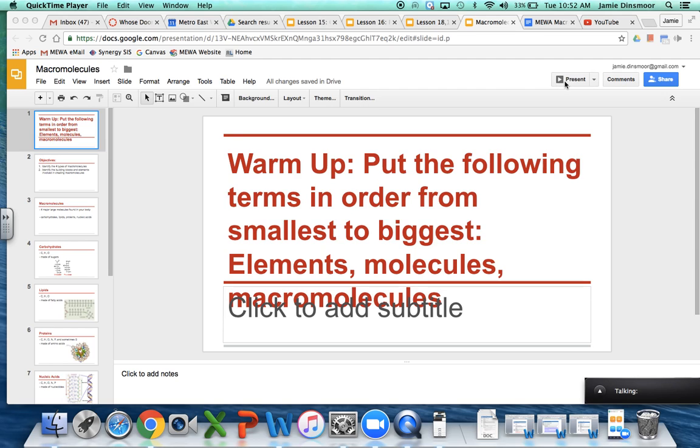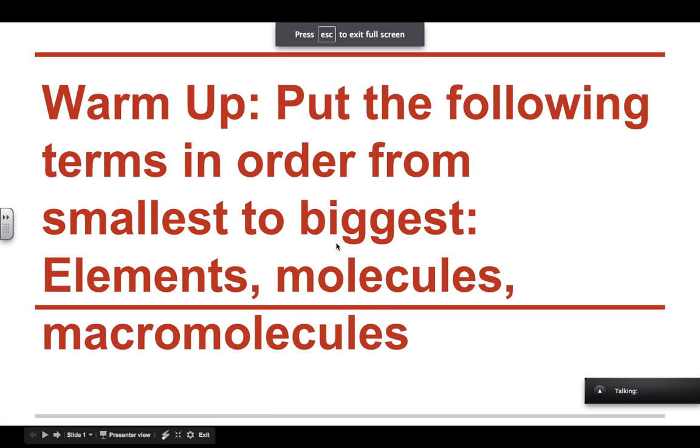So in this video, I'm going to be talking about macromolecules, and I want you to start by thinking about this question. Put the following terms in order from smallest to biggest: elements, molecules, and macromolecules. I encourage you to pause the video here, write it down, think about it. Which one is the smallest? Which one is the biggest?